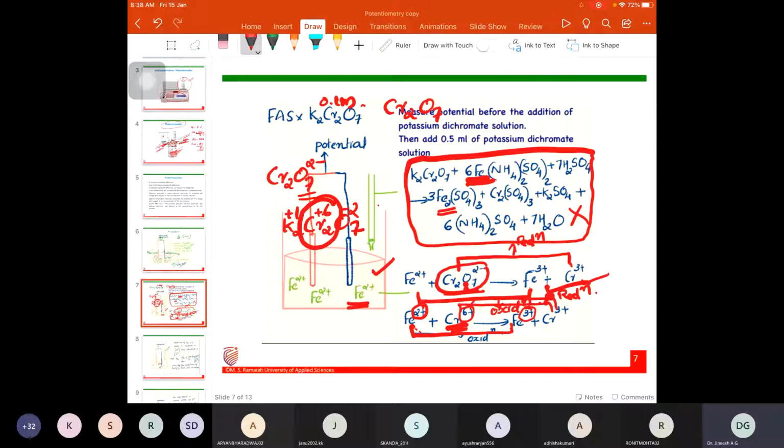So again, I'm telling you the reaction that happens between ferrous ammonium sulfate and potassium dichromate is a redox reaction. Fe2+ is converted into Fe3+, which is an oxidation reaction, and Cr6+ converted into Cr3+, which is a reduction reaction. No doubt?